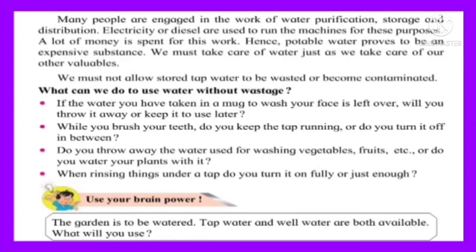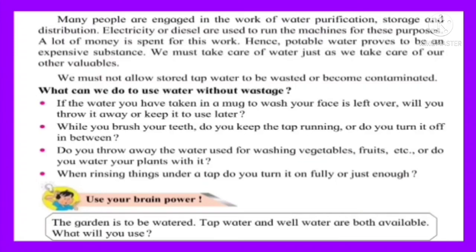And to do this, what is needed? A lot of work has to be done. Electricity is needed, diesel is needed to run the machines, and therefore a lot of money is spent to do this work. Hence potable water proves to be very expensive. So we must take care that you do not use the water anyhow, waste it, because that water that we get into our houses is very valuable, right? Because we spend so much money, so much energy, so much work to get this water into our houses, and so we must not waste water, right? And you must see that you don't contaminate this water.